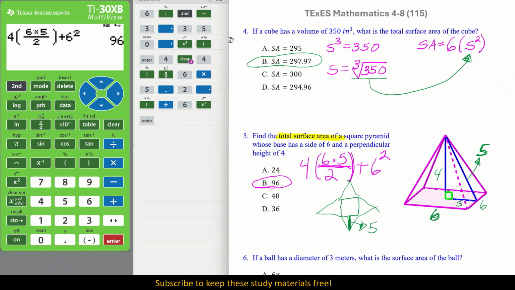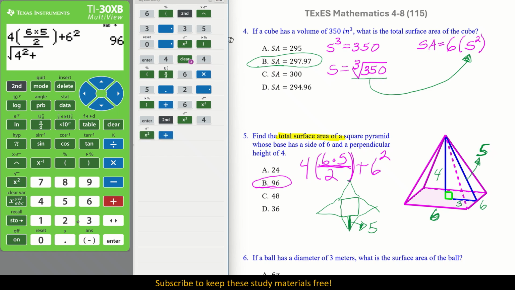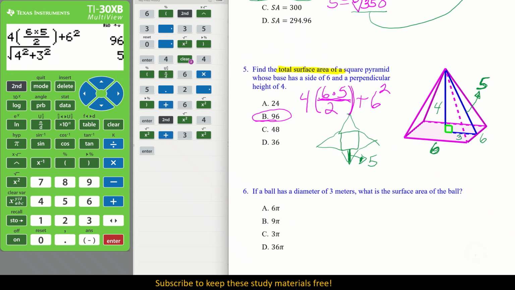Now, you may have said, wait a minute, you got that 5 pretty quick because I told you it was a 3, 4, 5 triangle. Well, you could stop the video and check this for yourself, but let's do it really quick. How do we know what the hypotenuse of the blue triangle is? Second, under the radical, we need 4 squared plus 3 squared. Press enter, and that is 5. Okay, going on to number 6.